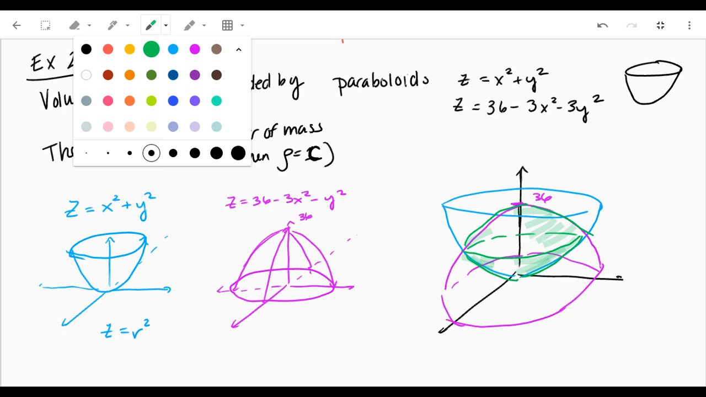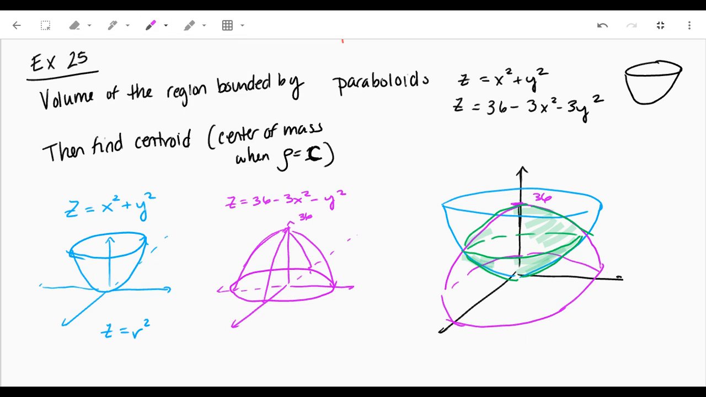Oh, and I have to go back to this one. What do we want to do for that to be polar? You know what, I forgot a 3 there. It would be okay if we didn't have the 3, we could still do it, but this is a little bit easier. So my stretch factor was a little off, but this would then be z equals 36 minus 3r squared.